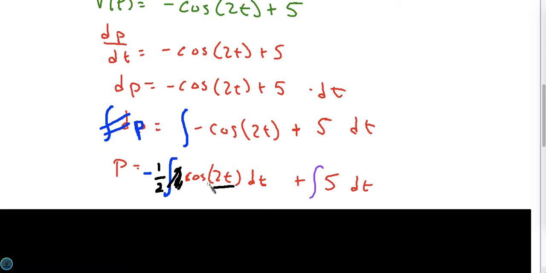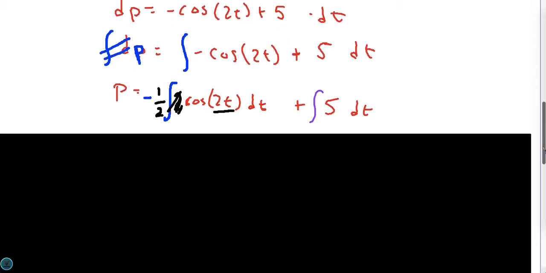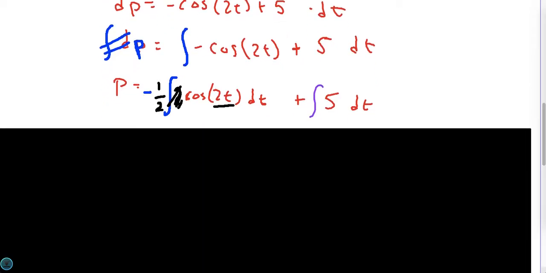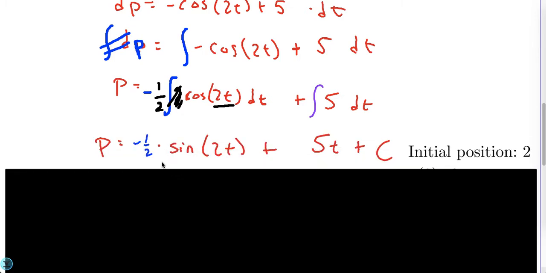Cosine is the derivative of sine. So the antiderivative of 2 cosine 2t should be negative 1/2, well, with the negative out here, should be negative 1/2 sine of 2t, which you see I have right here. As mentioned, 5 is just 5t plus c. So our general solution for the position is this guy right here in the red and blue. It's the general position function.